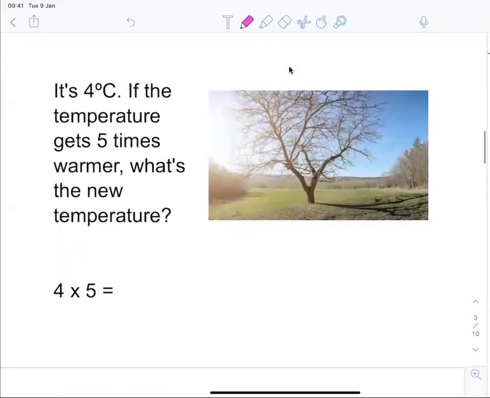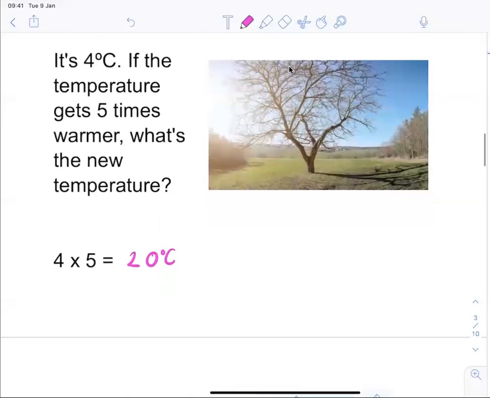So let's try and put it into context a little bit. If you think about it, if the temperature was 4 degrees outside and it gets 5 times warmer, then the new temperature is going to be the same as doing 4 times 5, which of course you'll be able to do already, which is 20, so 20 degrees centigrade.